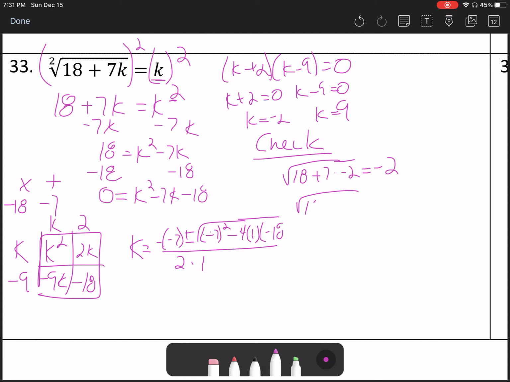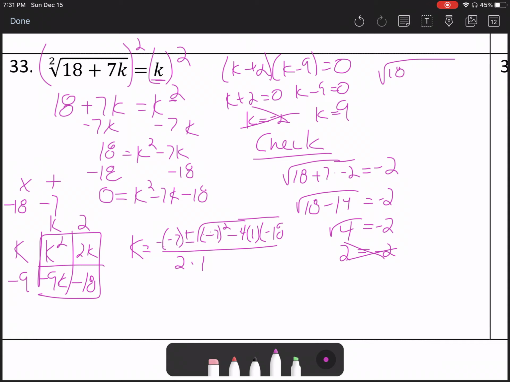So this is the square root of 18 minus 14 is equal to negative 2. The square root of 4 is equal to negative 2. Is 2 equal to negative 2? No, it is not. So negative 2 is not a solution. Make sure you do check your second answer because there may be no solutions at all.